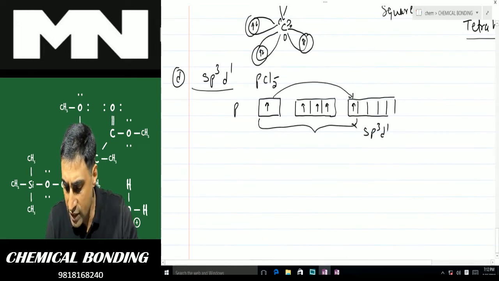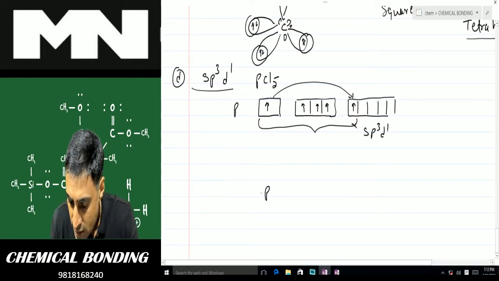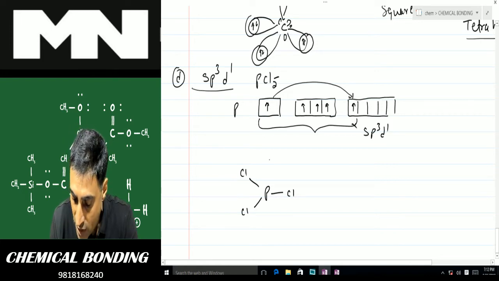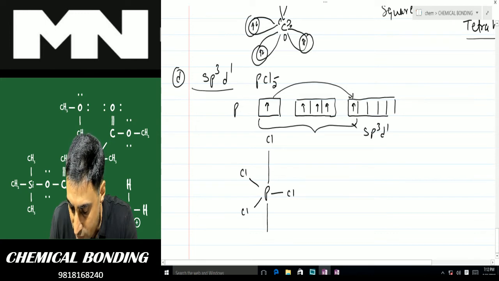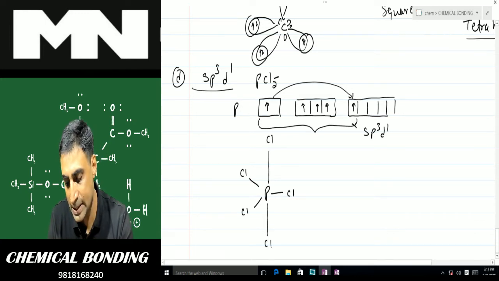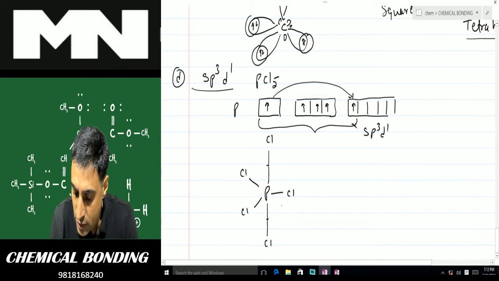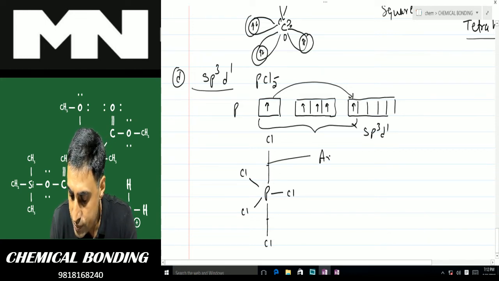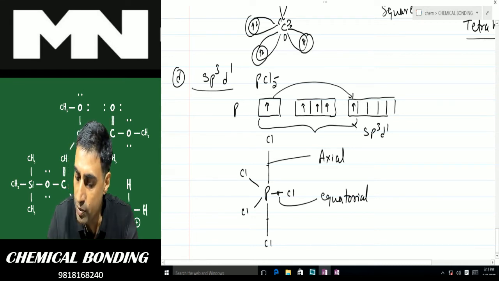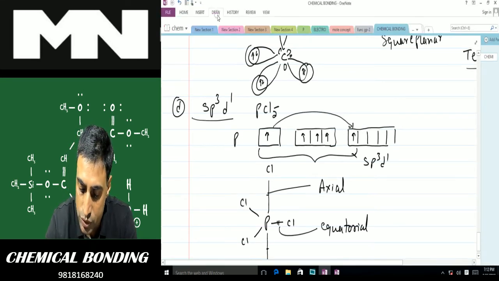So if I have phosphorus like this, and here I have 1, 2 and 3 bonds with chlorine, chlorine, chlorine. One of the chlorines will come from here and form a bond on this side. Another chlorine will come from the opposite side and form a bond like this. These bonds are known as axial bonds, and these other bonds are equatorial bonds. So you have two different types of bonds, axial bonds and equatorial bonds.